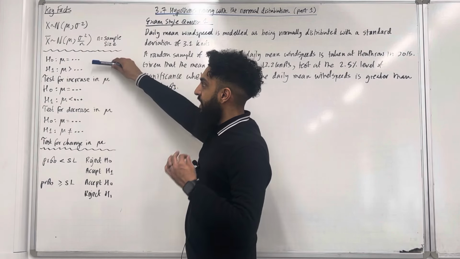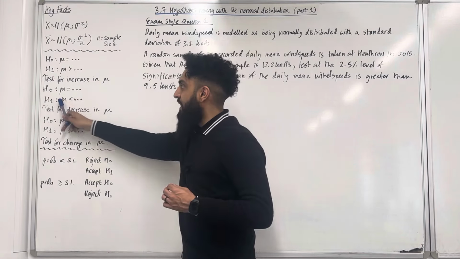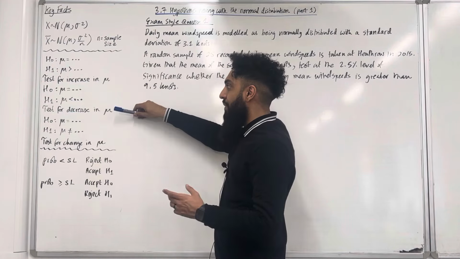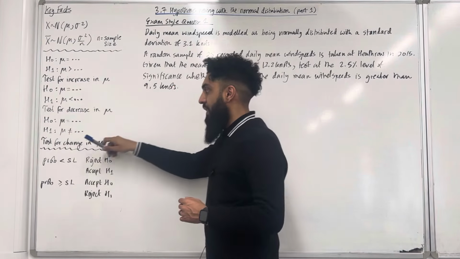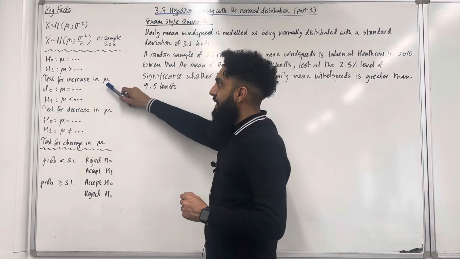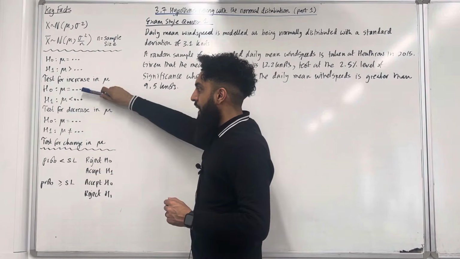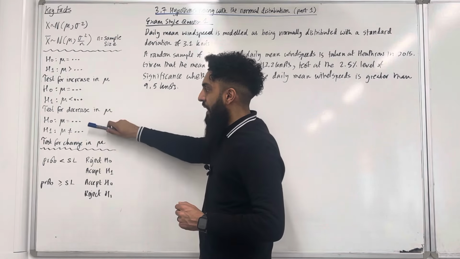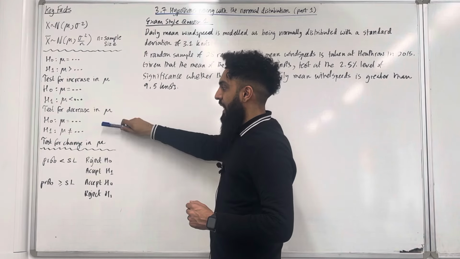This is the hypothesis that you follow if you're testing for an increase in the mean mu. This is the hypothesis that you follow if you're testing for a decrease in the mean mu. And finally, this is the hypothesis that you follow if you're testing for a change in the mean mu. So if it's increased in H1, you have more than. If it's decreased in H1, you have less than. If it's a change in H1, you have not equal to. One-tailed test, and this is a two-tailed test.